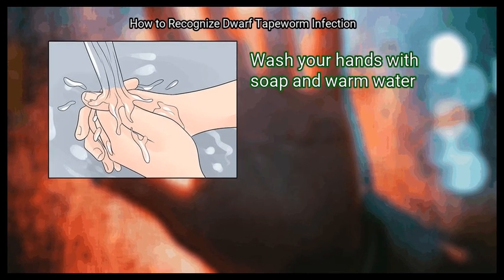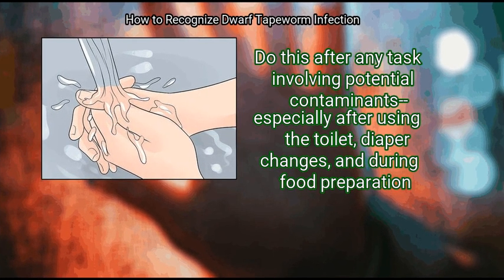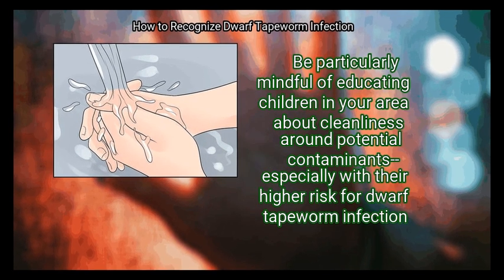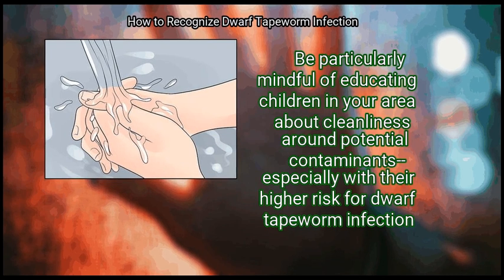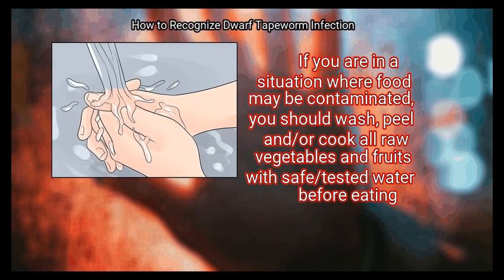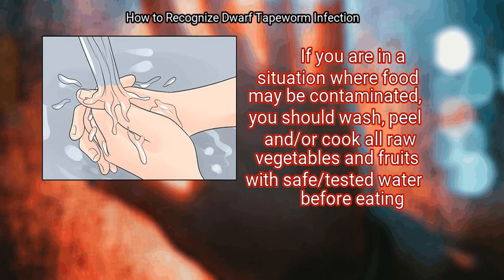Wash your hands with soap and warm water. Do this after any task involving potential contaminants, especially after using the toilet, diaper changes, and during food preparation. Be particularly mindful of educating children in your area about cleanliness around potential contaminants, especially with their higher risk for dwarf tapeworm infection. If you are in a situation where food may be contaminated, you should wash, peel and/or cook all raw vegetables and fruits with safe, tested water before eating.